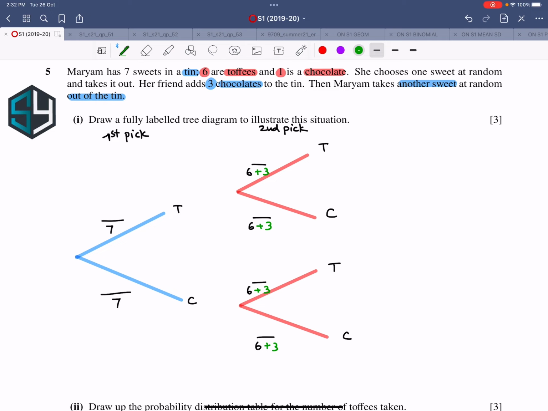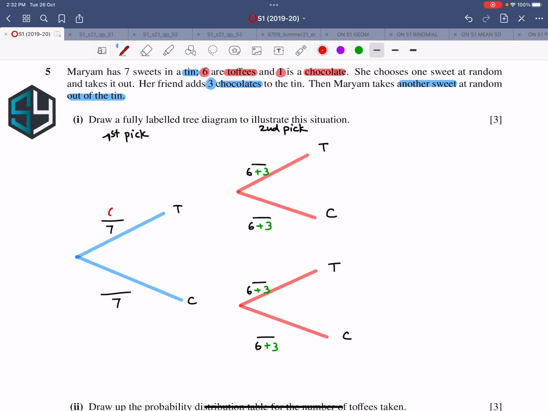So the first denominator was out of 7. 1 sweet is taken out from here and now the denominator becomes 6. 3 more chocolates are being added. So therefore the denominator should increase by 3. That is the first thing. The second thing, now let's focus on the numerator.